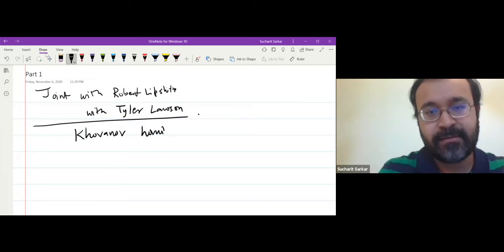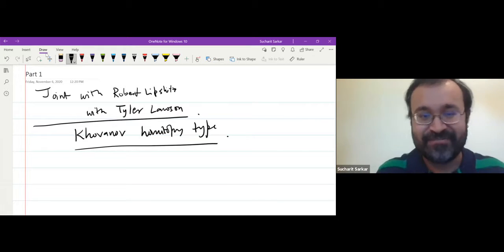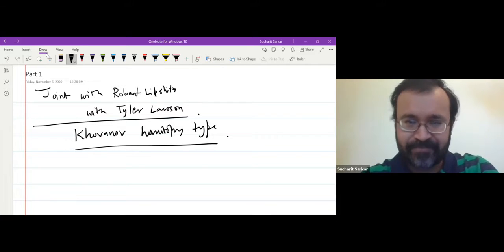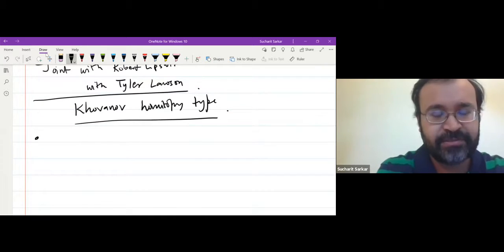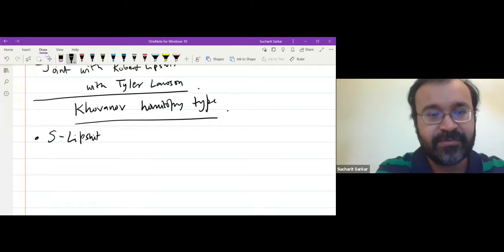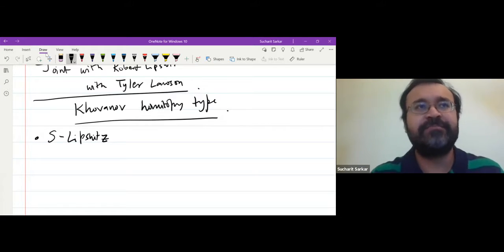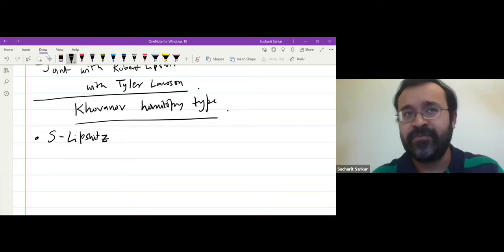Khovanov homotopy type. Sorry, that's my handwriting on a vertical screen, but hopefully you can read this. So a little bit of the history. The first paper, me and Robert, we constructed a Khovanov homotopy type. That means that we constructed a space whose homology is Khovanov homology. Okay?